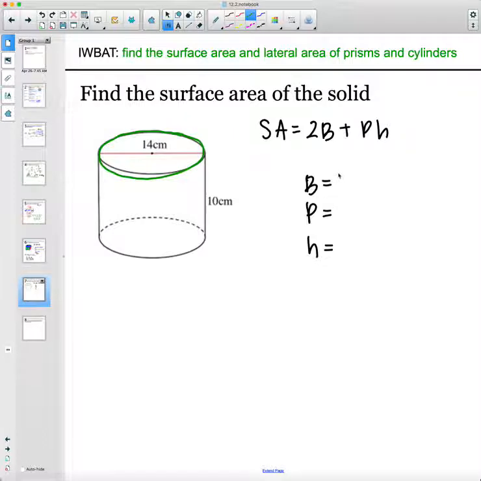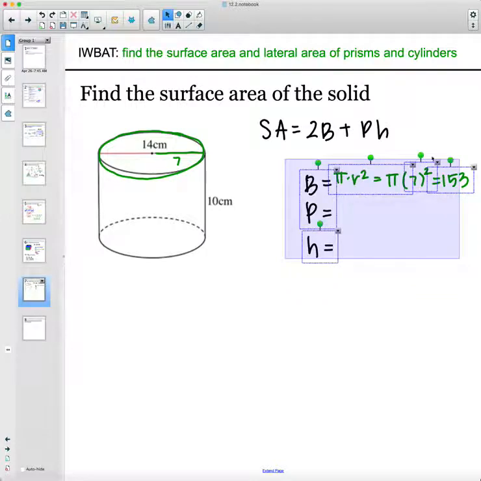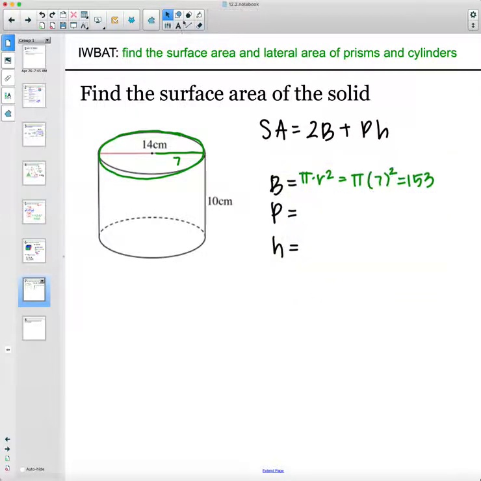The area formula for a circle is pi times the radius squared. The radius in this one is 7. The diameter was 14, the radius is 7. So you'll do 7 squared times 3.14, and you get 153.86.